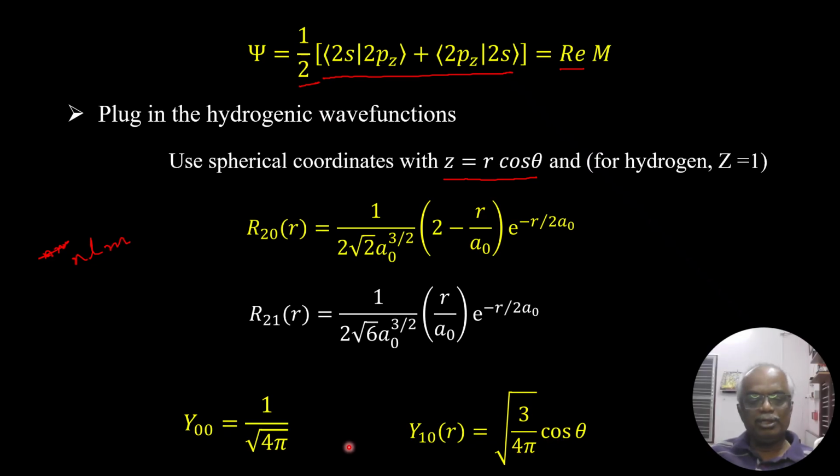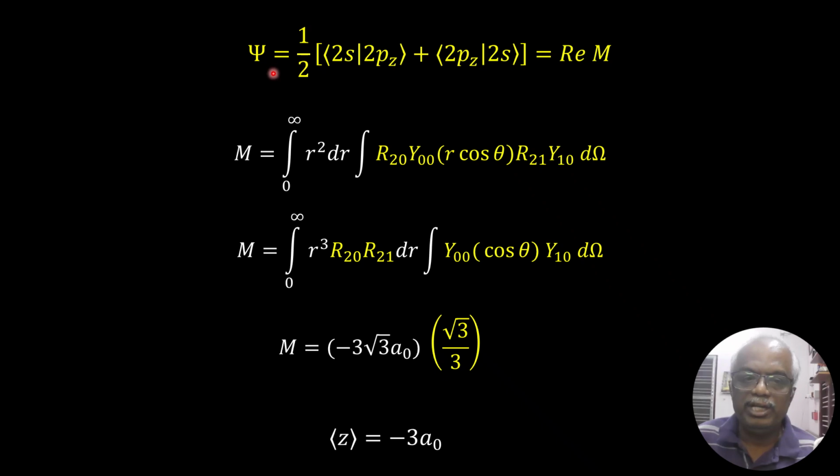We have solved several problems using this radial part as well as angular part. Now we will carry out this one. We have seen this expression. Now, what is m? This is using Dirac notation. In the integral form, it is equal to the integral from 0 to infinity of r squared dr, because in 3 dimensions the volume element is r squared.